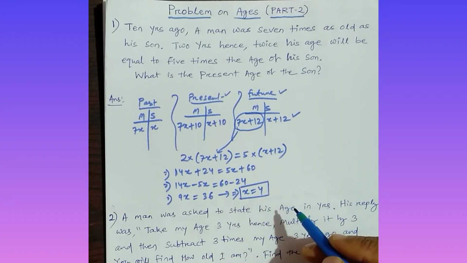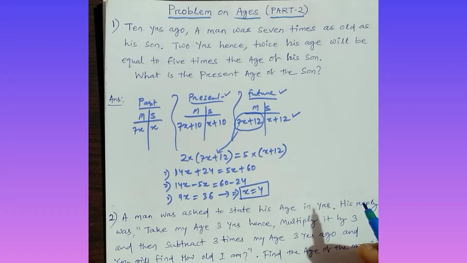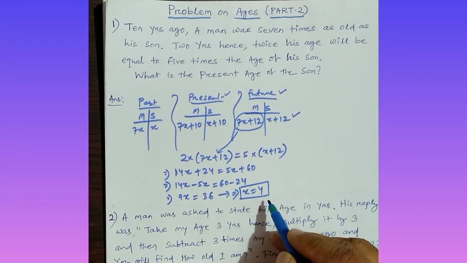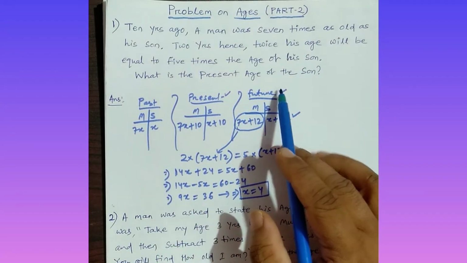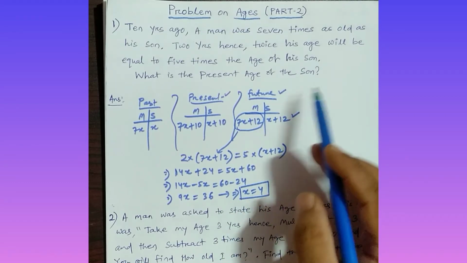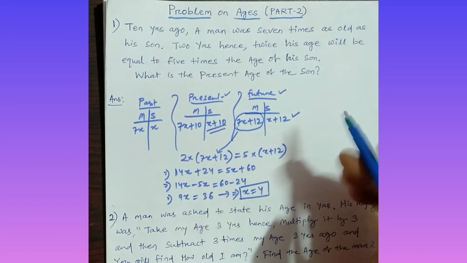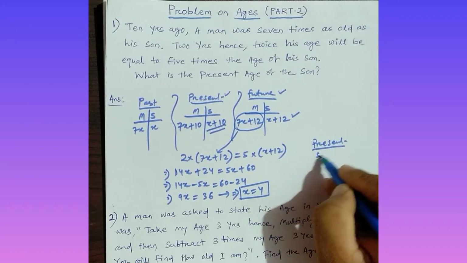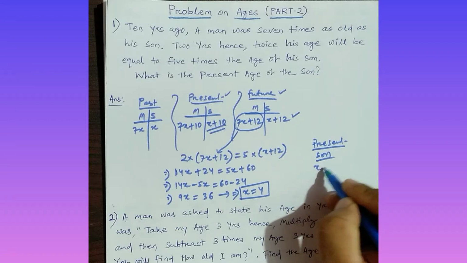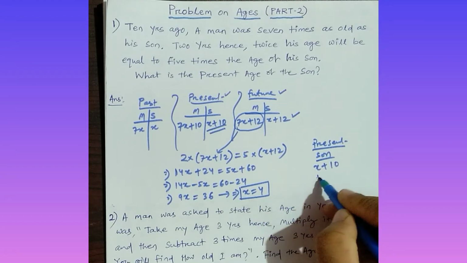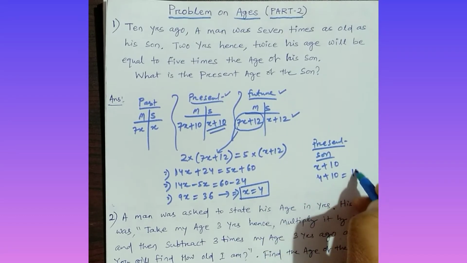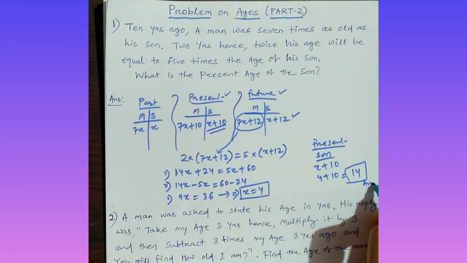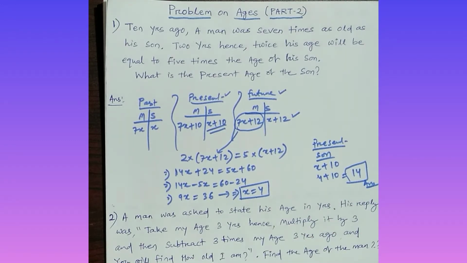The question is asking for the present age of the son. The present age of the son is x plus 10. The value of x is 4, so that is 4 plus 10, which is 14. So 14 is your answer. Is it okay? Fine, good.